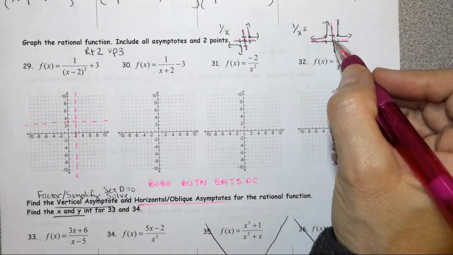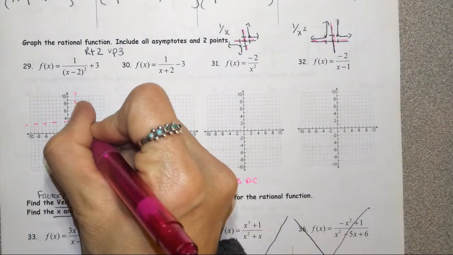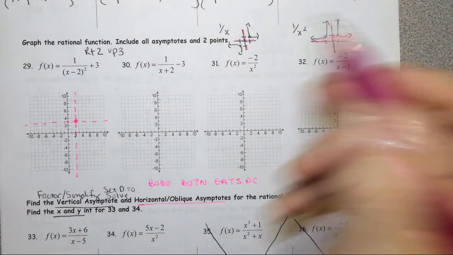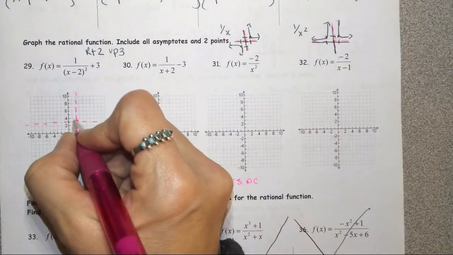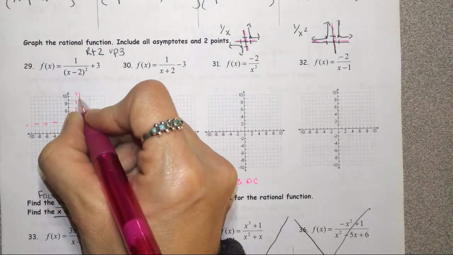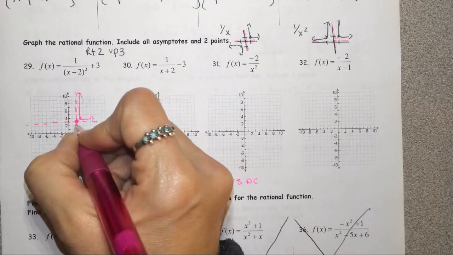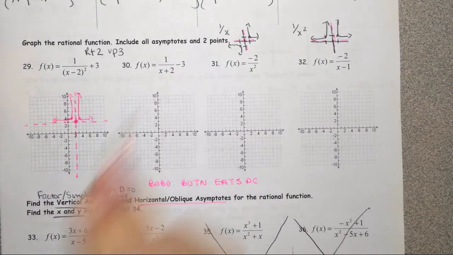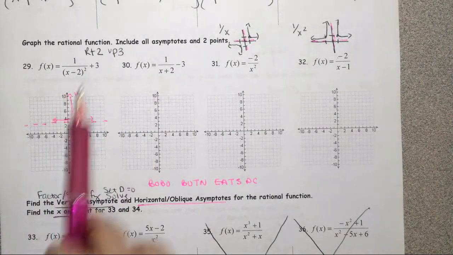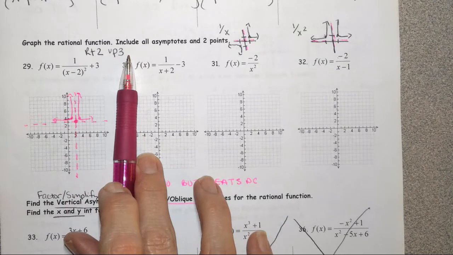From there, I'm going to go back to the middle. And because it's a positive 1 on top, I'm going to go right 1, up 1, and left 1, up 1 from the middle. So right 1, up 1. Go back to the middle, left 1, up 1. So there's my 1 over x squared shifted 2 to the right and up 3.